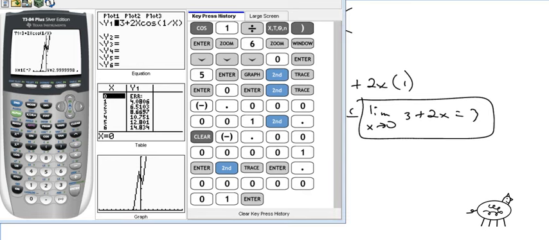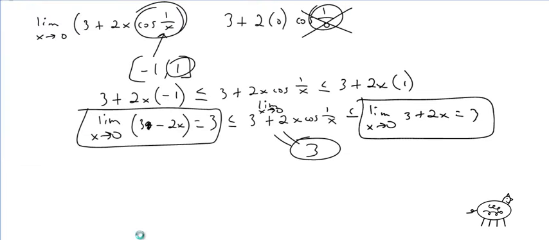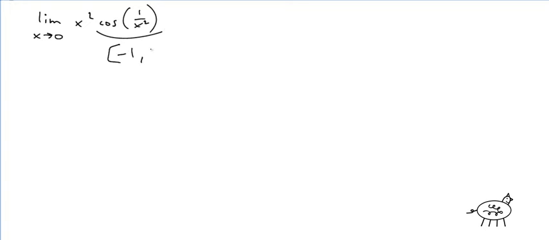Alright, so let's go back and do another example here. If I said limit as x approaches 0 of x squared cosine of 1 over x squared. It's very similar to it, but I want to do it. Again, we're going to do the same thing. We know that our minimum value for this one is -1 and our maximum value is +1. So let's use the squeeze theorem.